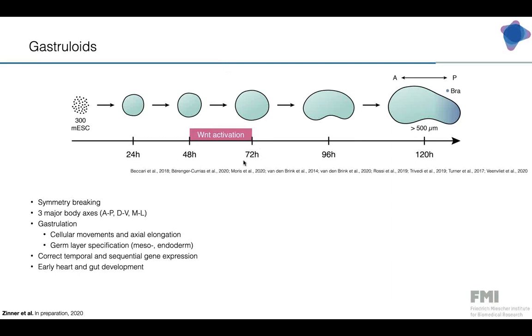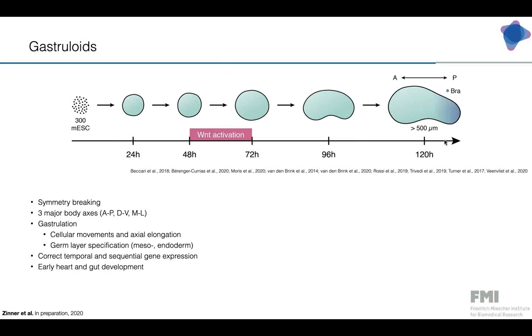Then what we are able to recapitulate, and what people have been able to recapitulate, is the cellular movement and axial elongation at the germ layer specification. And they show really correct temporal and sequential gene expression over time during the gastruloid. And recently they have also shown that they can have early heart and gut development.